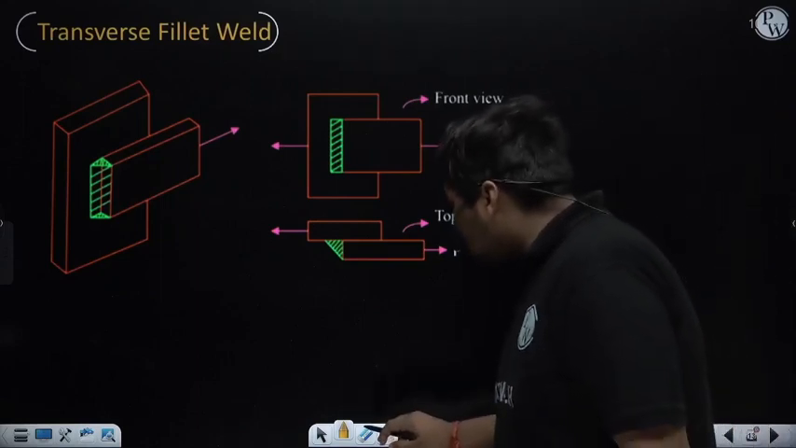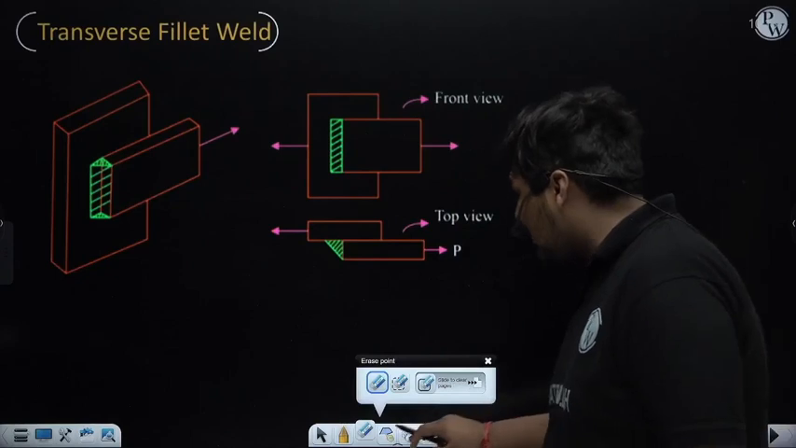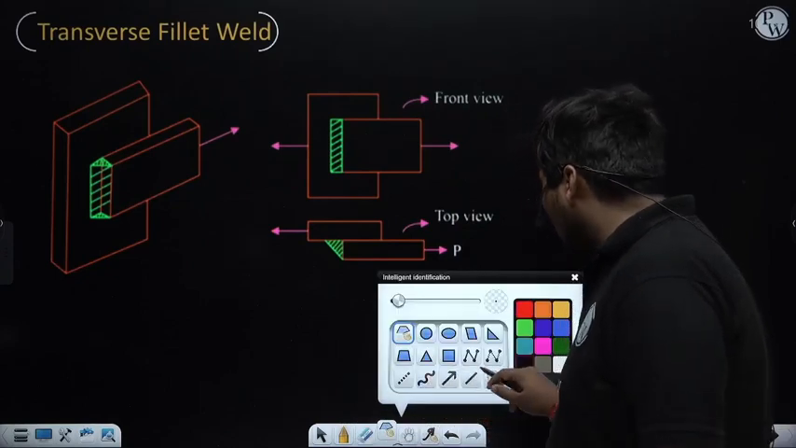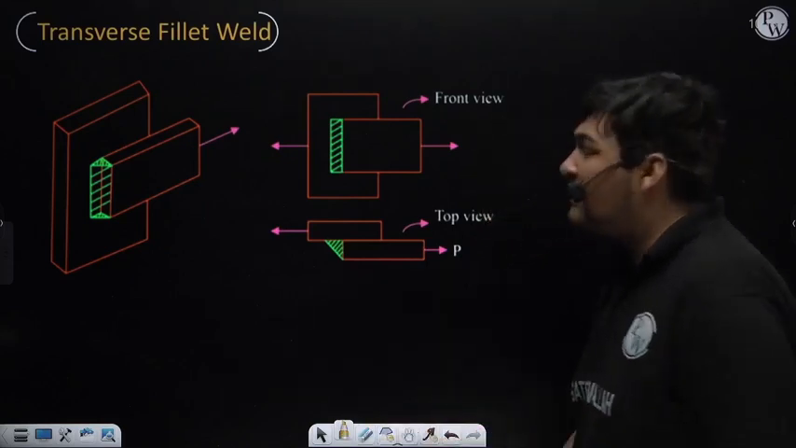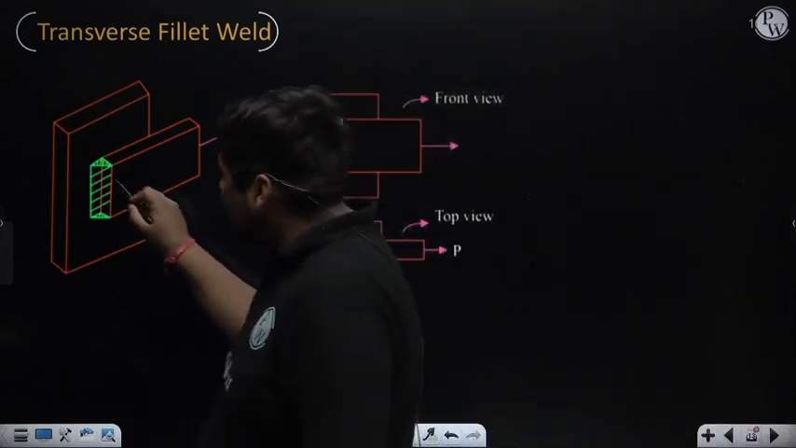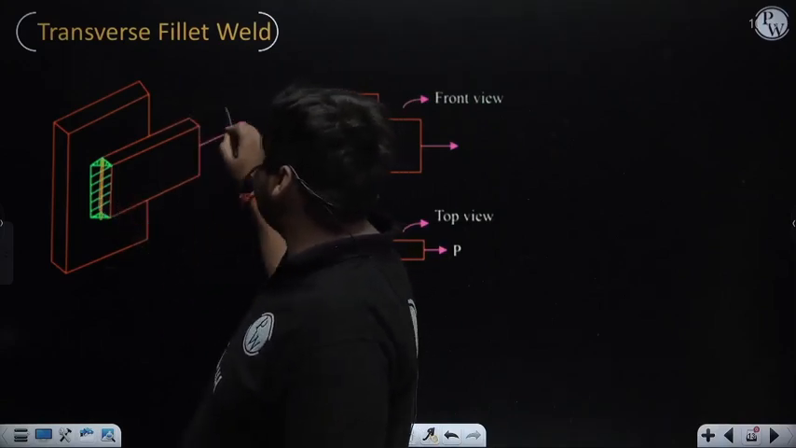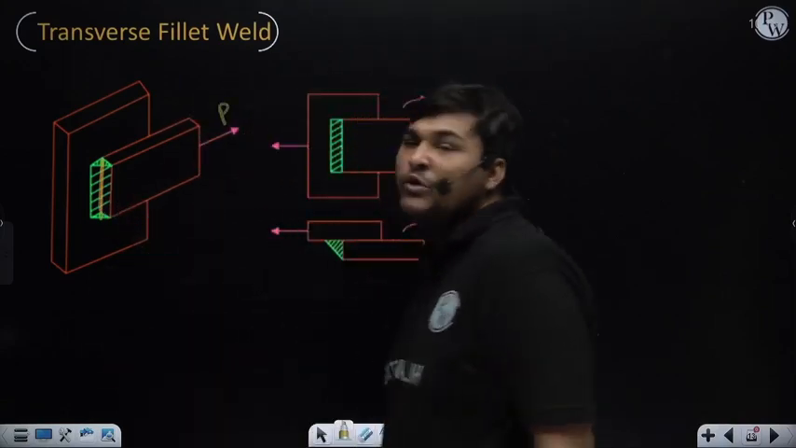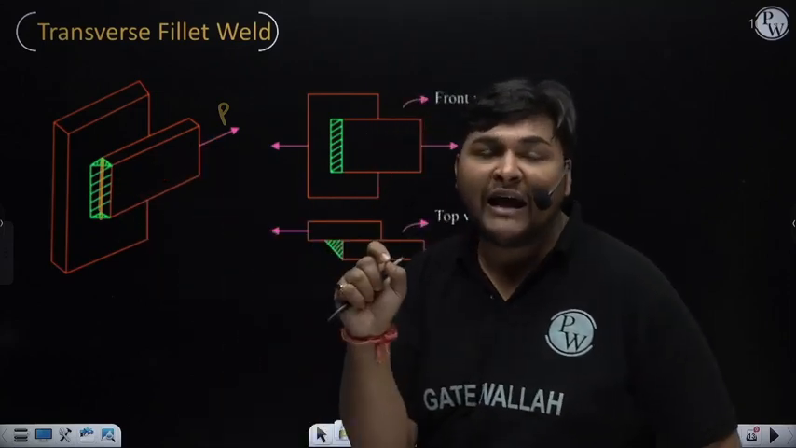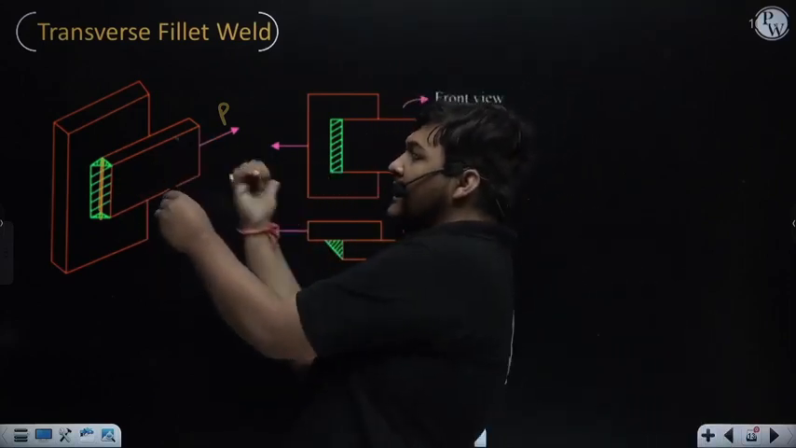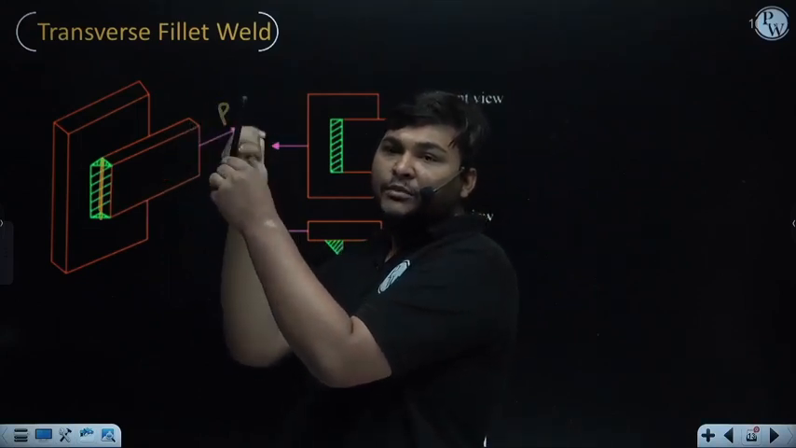Now if force P is parallel to weld length, then that fillet weld is a parallel fillet weld. Now you will easily understand what is transverse fillet weld. If force P is perpendicular to weld length, like here in this diagram you can see this is the weld length, and suppose I am denoting this force as force P. This force P is perpendicular to the weld length. This is the length of the weld and this is force P.